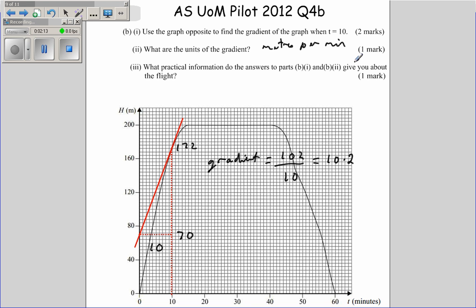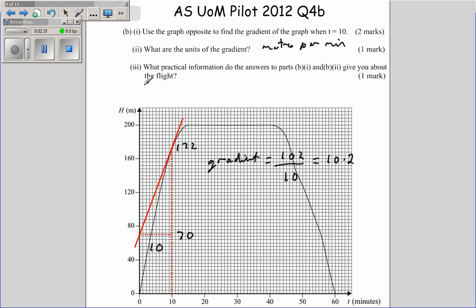What practical information do the answers from part 1 and part 2 give you about the flight? Well, okay, what we can say is that after 10 minutes the balloon is climbing, so positive gradient, and it's climbing at a rate of approximately 10.2 meters per minute.